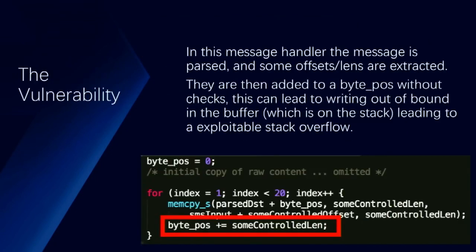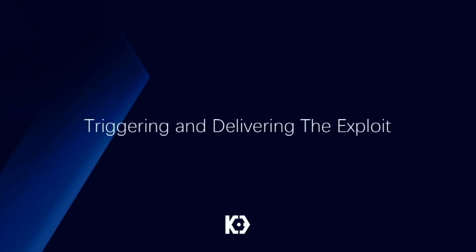So let's check the bug again. Basically, in this function, some offset and lengths are extracted from the message. Then you have this for loop, which is incrementing a variable called the byte position. And it keeps adding some length that we control to the offset. This offset is used as an offset into the destination buffer. So in the end, we can do an out of bound write. And this leads to an exploitable stack overflow on the baseband.